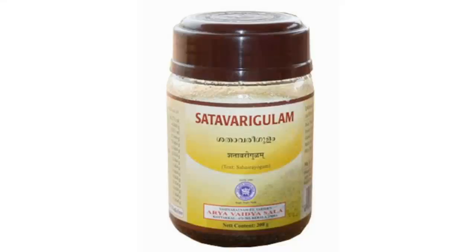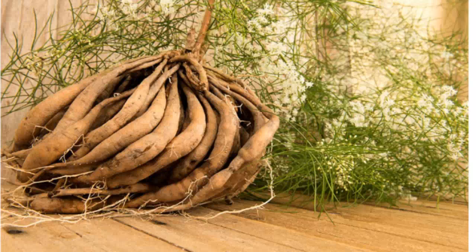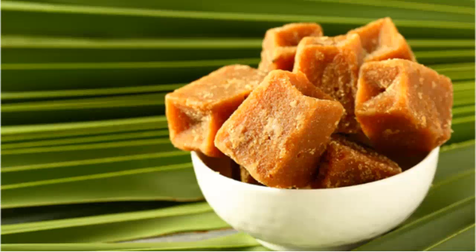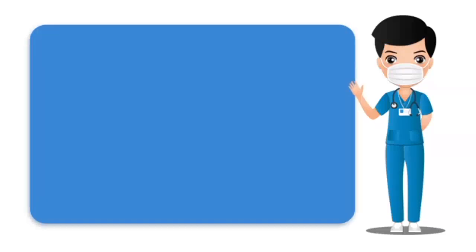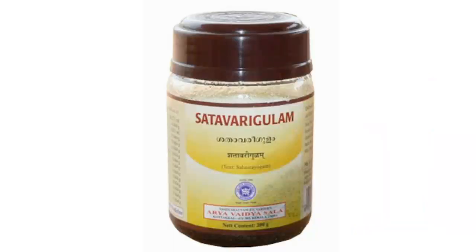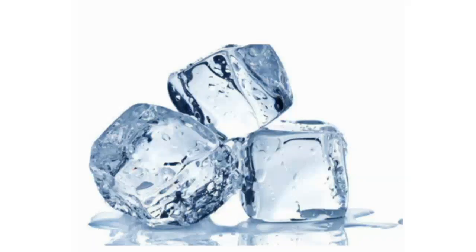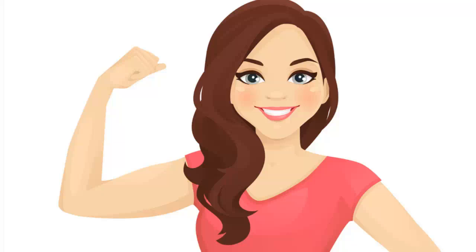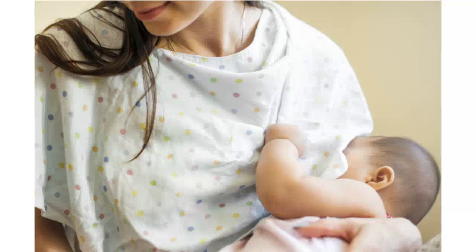Now we'll see what are the key ingredients of this formulation. As the name suggests, Shatavari and Gula are the main ingredients of this formulation. The actual textual reference of this formulation is available in Sahasrayogam Leha Prakarana. Now we'll see what are the guna karma of this formulation. The drugs Shatavari and Gula both are Madhura, Snigdha, Sheeta in nature, and they have the properties of Rasayana, Mutrala, Balya, Stanyajanana, Raktastambhana and Shukrala.